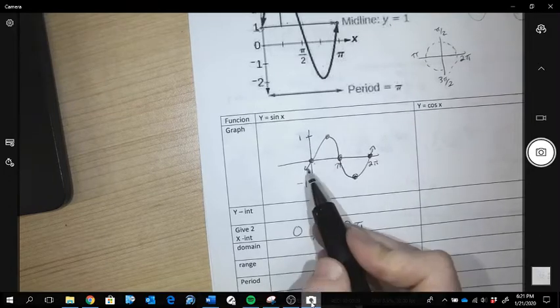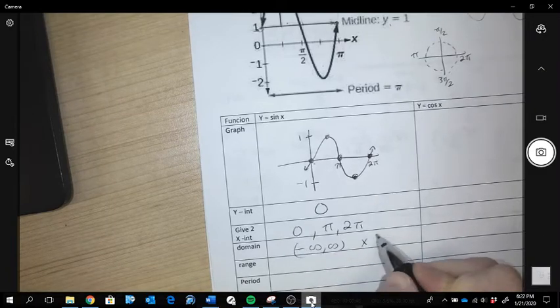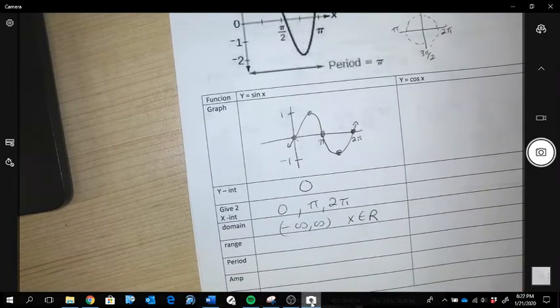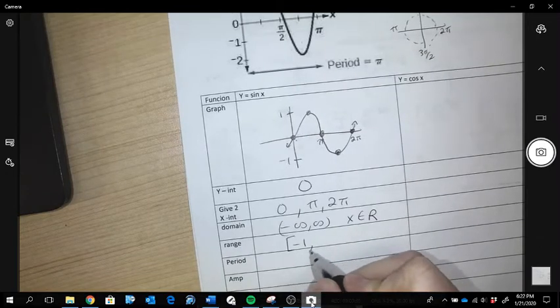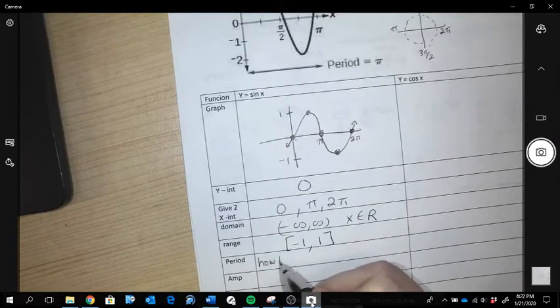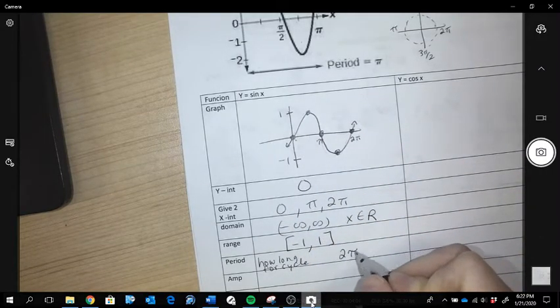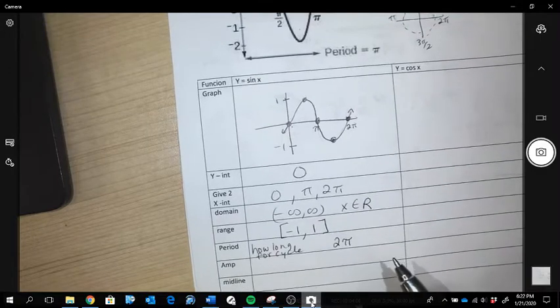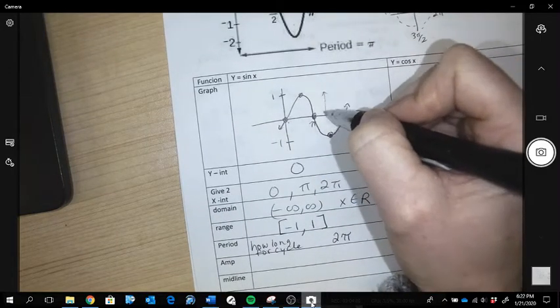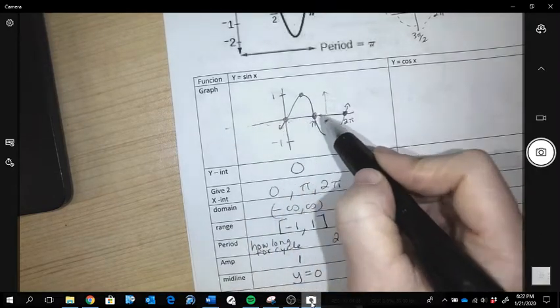The domain, well, it's going to keep going and going, where x is an element of all the real numbers. The range, the lowest is negative 1 to the highest 1. So the period is how long for the cycle. So from here to there was a cycle, so that's a distance across of 2 pi. The amplitude is how far it's stretching off of my midline. So it goes out 1. And my midline is y equals 0.